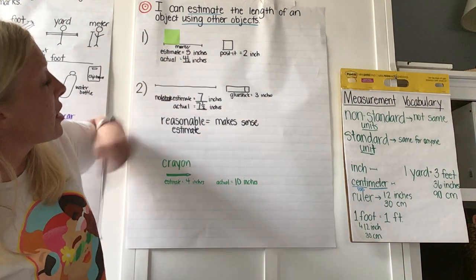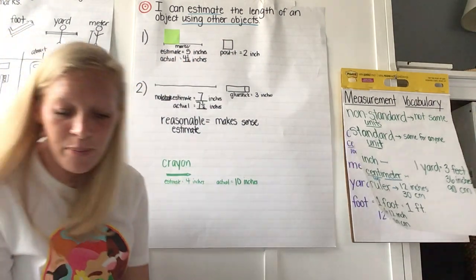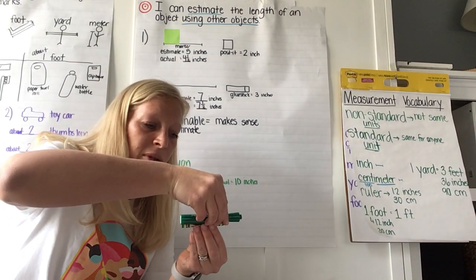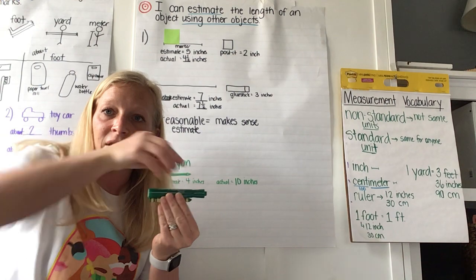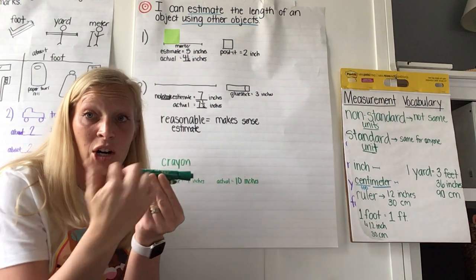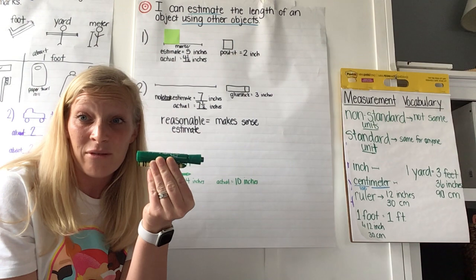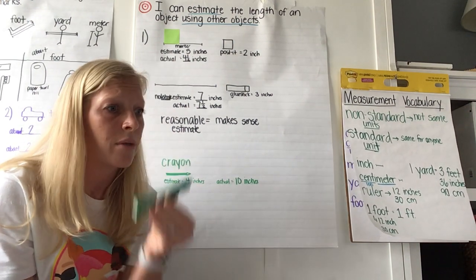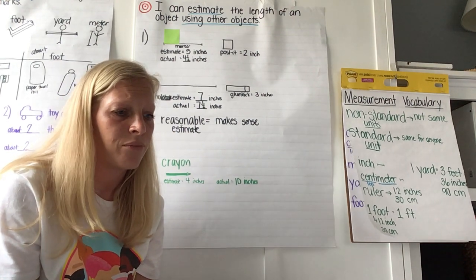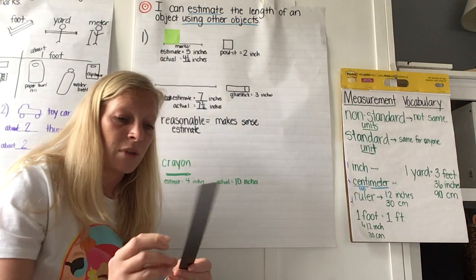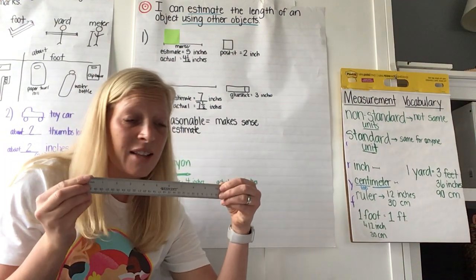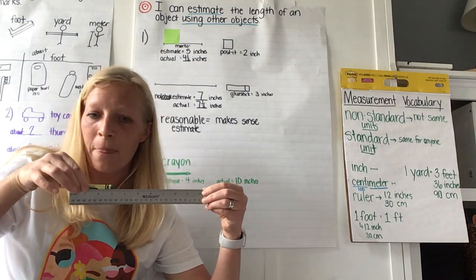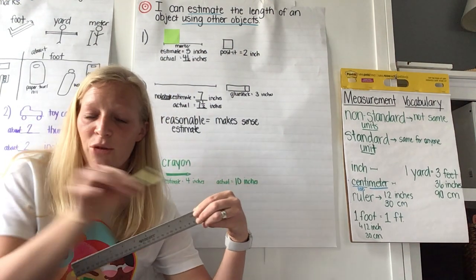Okay, because if a marker is 5 inches, then a crayon couldn't be more than that. So if the marker right here is 5 inches, or if that marker is 4.5 inches, then this could not be 10 inches because it's shorter than my marker. What else do you think? 10 inches is this long. That's almost a whole foot. Is a crayon close to a whole foot? No.